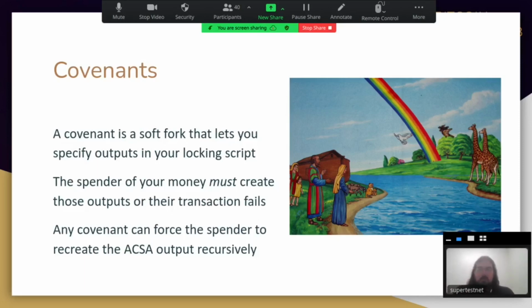Covenants are a type of soft fork that allow you to specify outputs in your locking script, which is another way of saying you can make a Bitcoin address that if you put money into it, there's a condition that says if you spend from this address, you have to put money into this address. If you spend money from address A, you have to put money into address B. And that's a covenant. It forces you to put money into address B, otherwise the transaction is invalid.